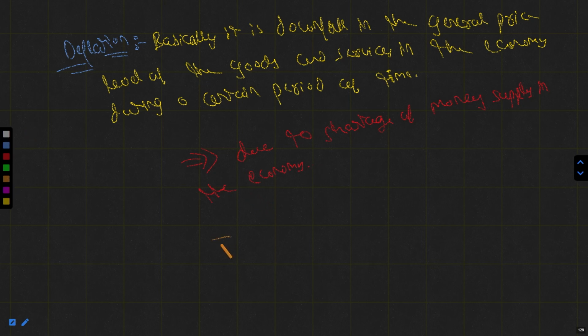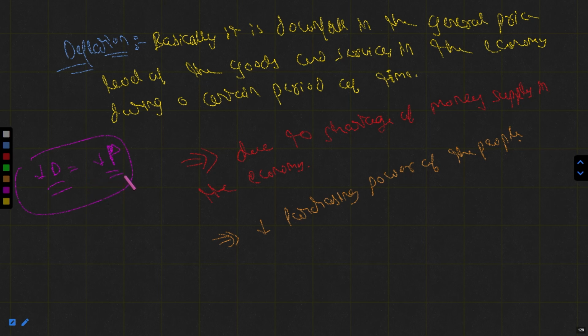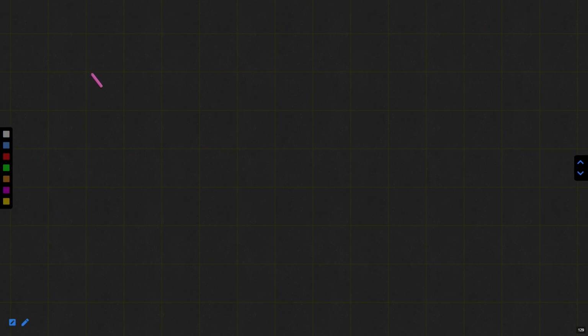Okay, and this will eventually lead to the downfall of purchasing power of the people, which means that the demand for goods and services will fall down, and when the demand falls down, the price eventually falls down. Okay, this is called the condition of deflation. Then how does the CRR counter the deflation situation?